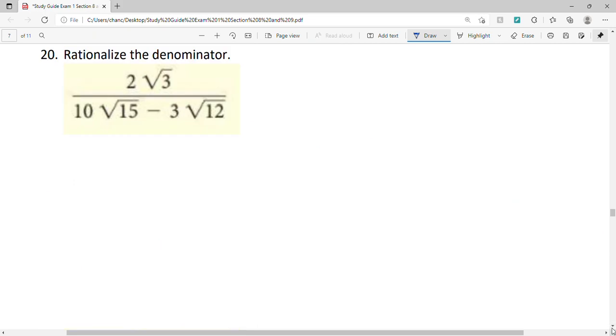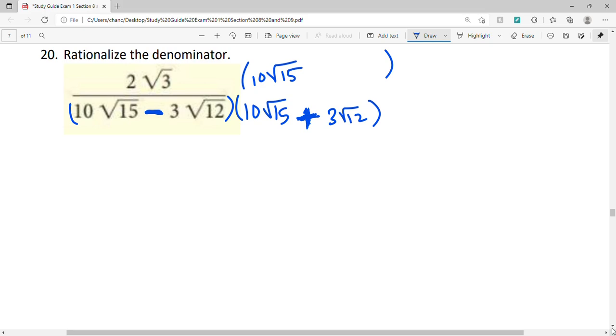In question 20, we'll do the same process. We have to multiply the top and bottom by the conjugate of the denominator. Exact same thing, except they're opposite sign. So this is 10 root 15. Now the conjugate would have a plus sign instead. And 3 root 12. So we'll use the same thing on the top and the same thing on the bottom.